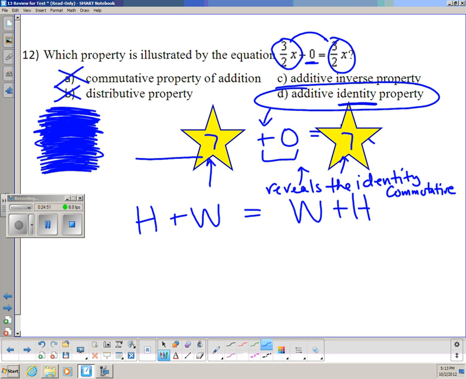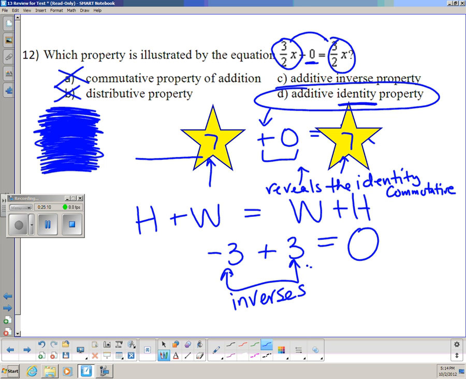Inverses are when I take numbers. So for example, if I take -3 and add it to its opposite, which is 3, when I take inverses and add them together, I get 0. I get the identity. These guys are the inverses. So this would be an example of the additive inverse property. But when I'm adding 0 to get an answer, it's the identity property.